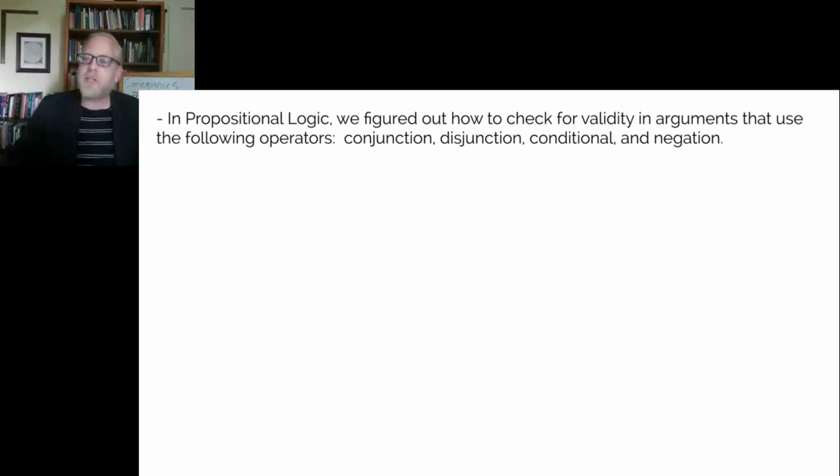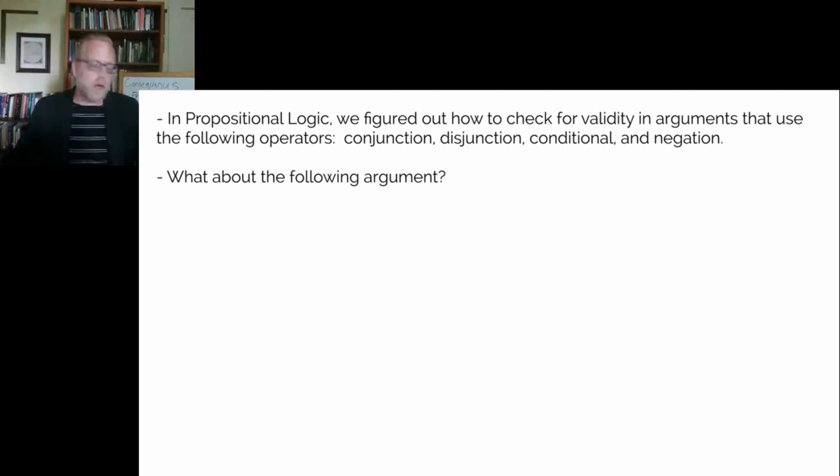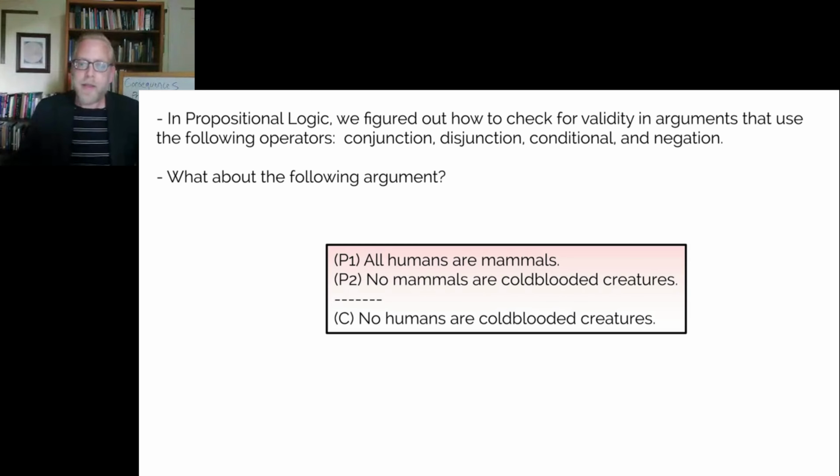So in propositional logic, you have to get used to those four operators: conjunction, disjunction, conditional, negation. We saw that a lot of arguments have conditionals, if A, then B. So we can use those patterns and those operators, those concepts of conjunction and disjunction and negation, and we can create valid arguments with them. And then we can use propositional logic to check for validity. But there's other types of arguments as well that don't use those specific operators in the same way, like this argument.